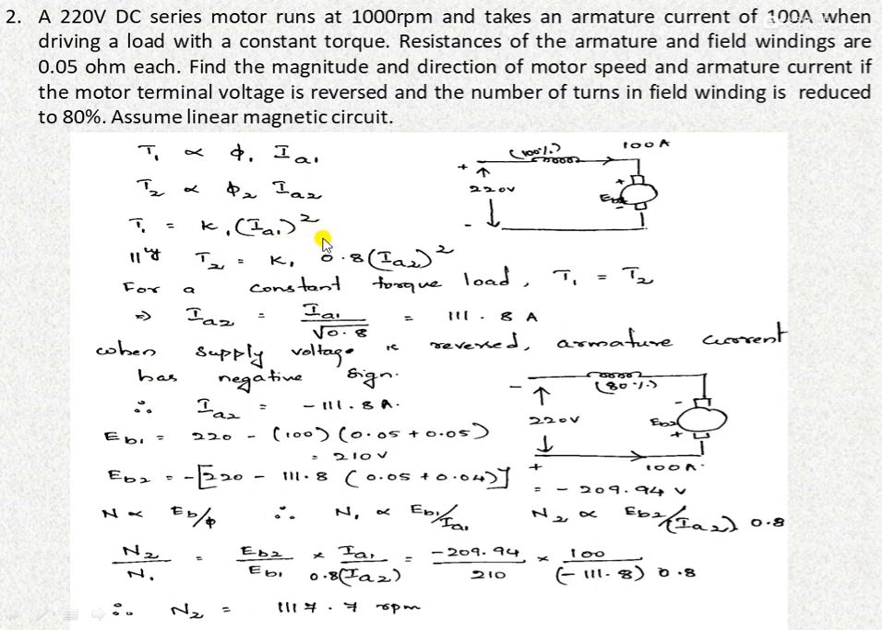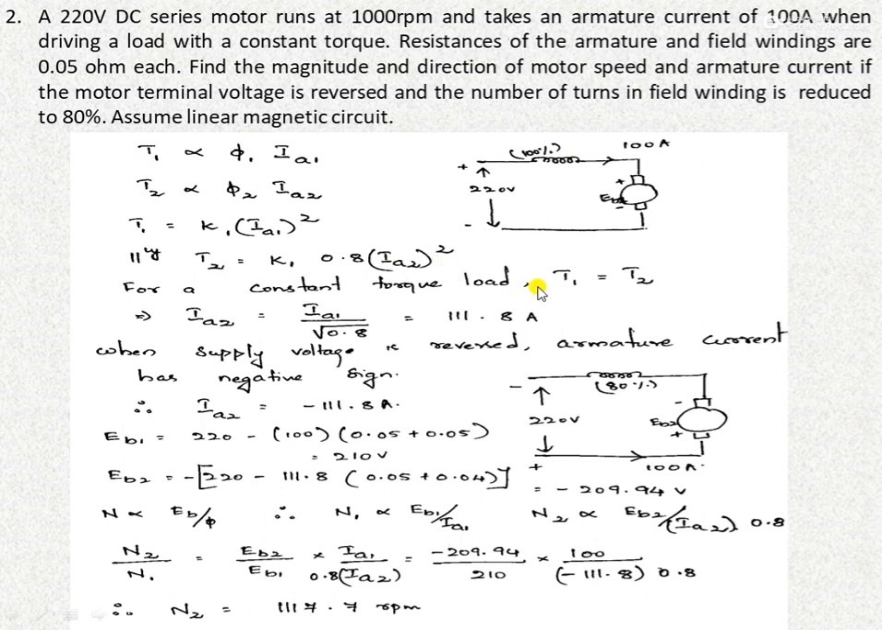Whereas in case 2, the MMF will be reduced to 80%. This is because the number of turns has been reduced to 80%. From the standard relation of MMF, that is ampere turns, we very well know that MMF is N into I. Even though the current flowing through remains the same, the number of turns has been reduced to 80%. Therefore, the flux produced also will get reduced to 80%. Hence, the relation for torque can be written as T2 is equal to K1 into 0.8 Ia2 square.